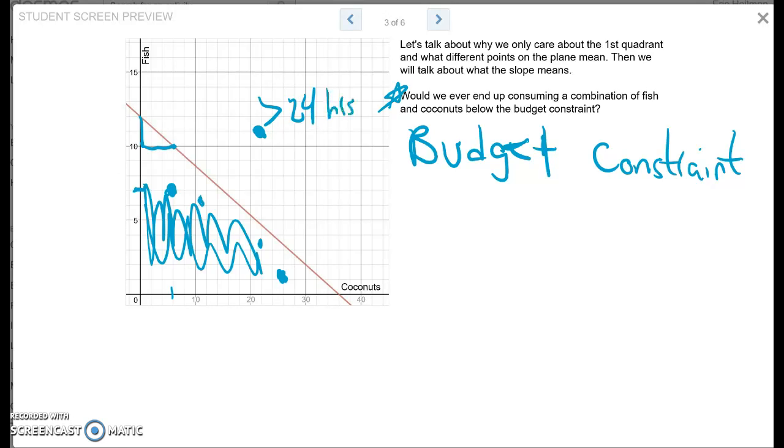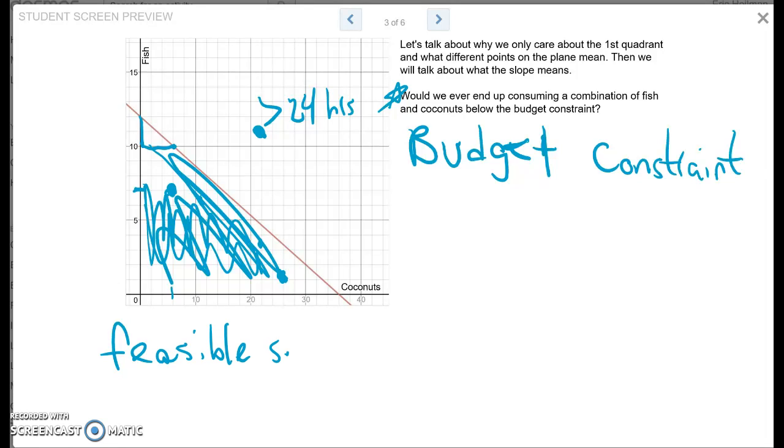So a lot of times you'll hear all the points that are under the line called the feasible set. We can feasibly get to all of those different combinations of goods. And out here above the budget constraint, you'll hear this is not feasible. We can't reach any of these points because there's not enough hours in the day.